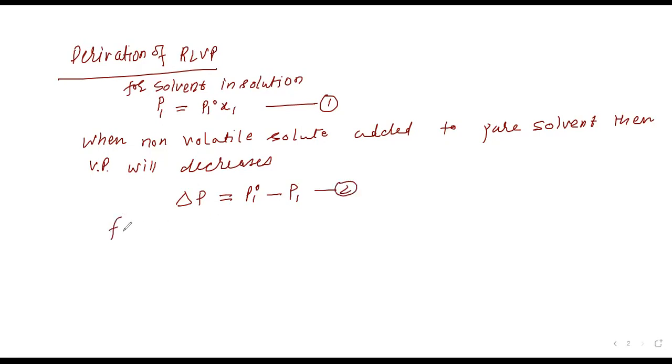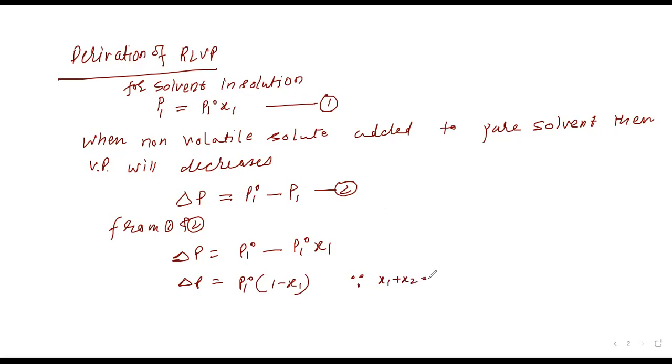Yes. From 1 and 2, what we can write? Delta P is equal to P1 naught minus P1 naught X1. So delta P is equal to P1 naught, we are taking common, 1 minus X1. And we know X1 plus X2 is equal to 1. So X2 is equal to 1 minus X1. So from here, we can write delta P is equal to P1 naught X2. Can you write like this?